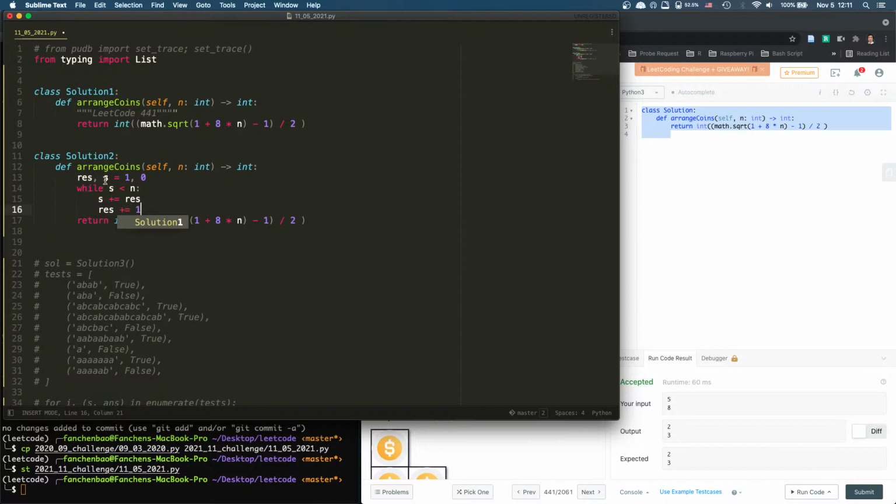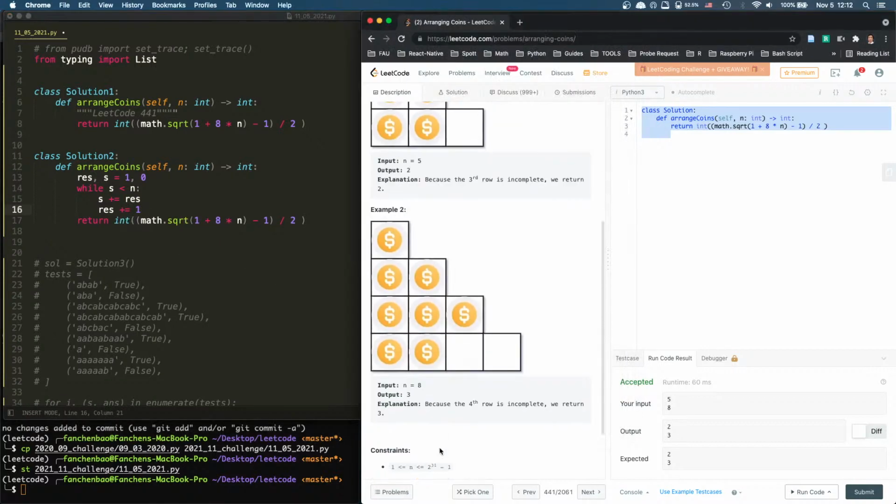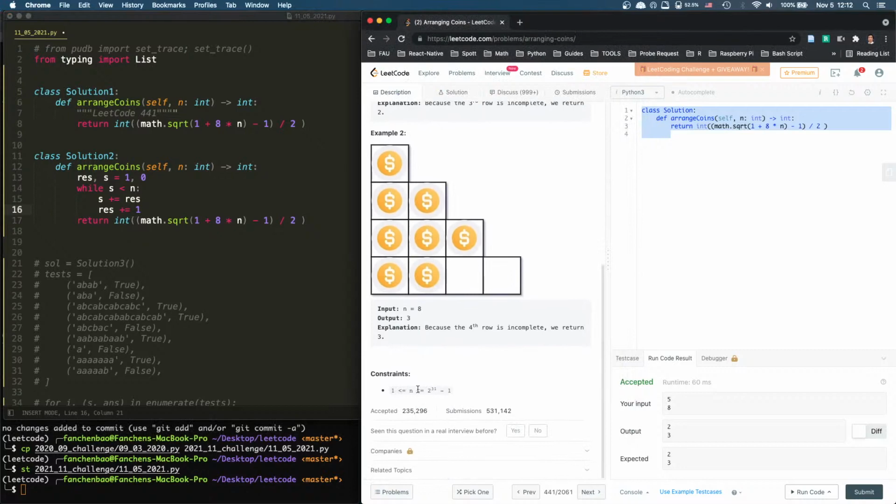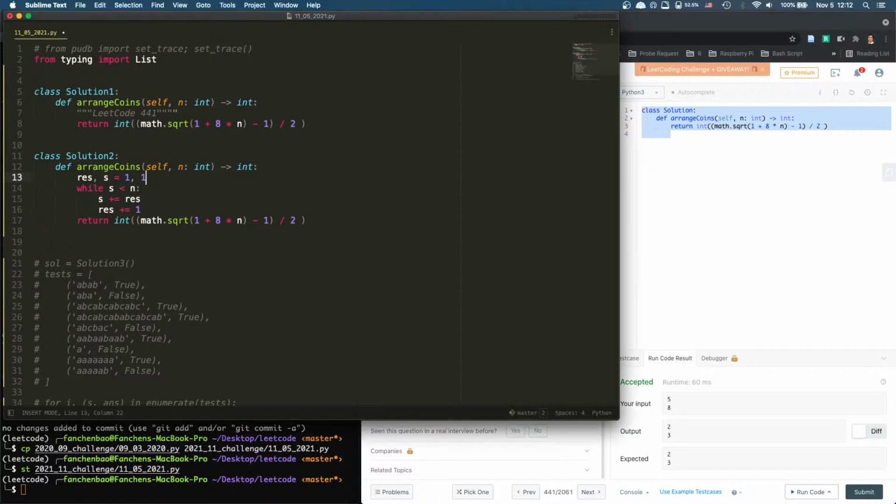Oh, we could have 0, I think. Oh, we will not have 0. N is 1, so I can start with 1. The 1 is smaller than this. Then s will plus equal to... Nah, s has to start with 0. Right, so s is 0, and then we'll add 1. Res becomes 2.